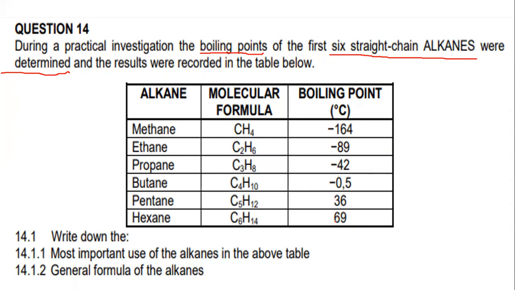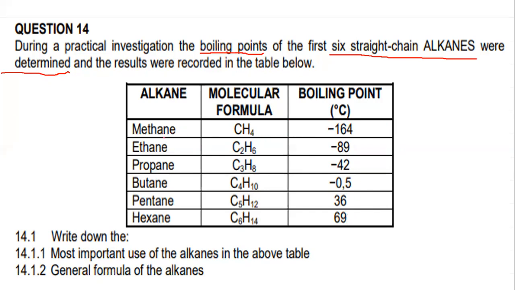Why is 69 larger than negative 164? It's because the 69 is positive and the 164 is negative. So methane with a boiling point of minus 164 degrees Celsius is actually a lower boiling point. And 69 degrees Celsius is a higher boiling point.